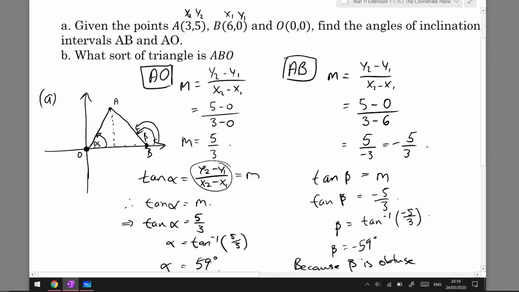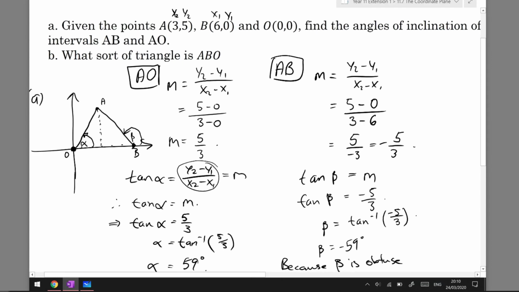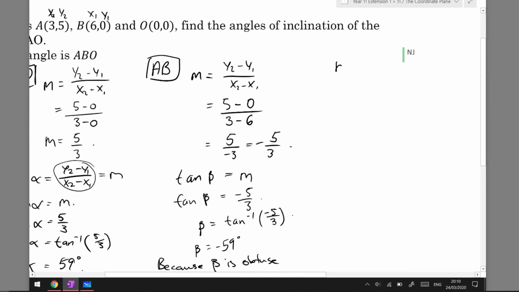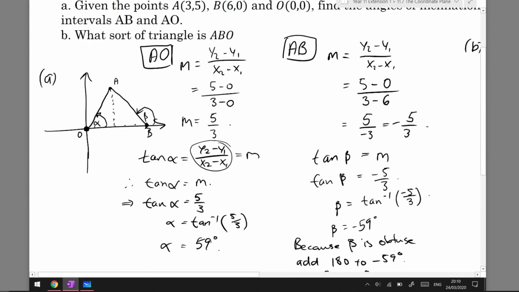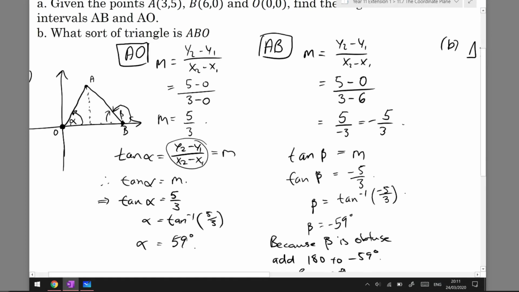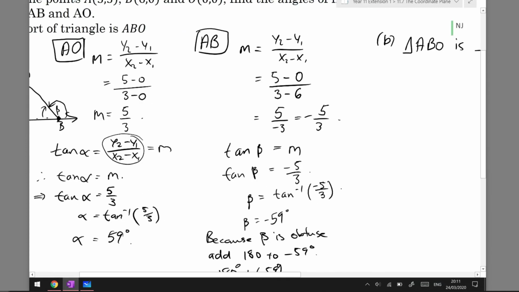Okay. Now, what sort of triangle is ABO? So this is part B. So triangle ABO is what, and why? So we know what the inside of AOB is, so that's where my alpha is. We know what the outside of ABO is. What we can work out is the inside. Now, do we remember how to do this? Do we remember exterior angle sums for a triangle?